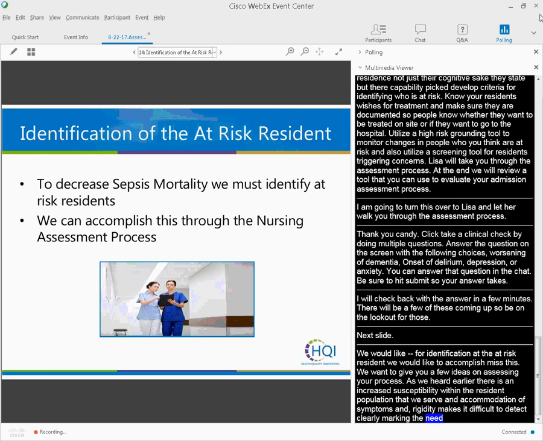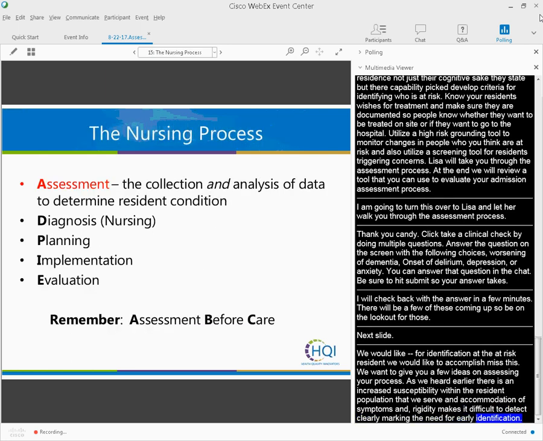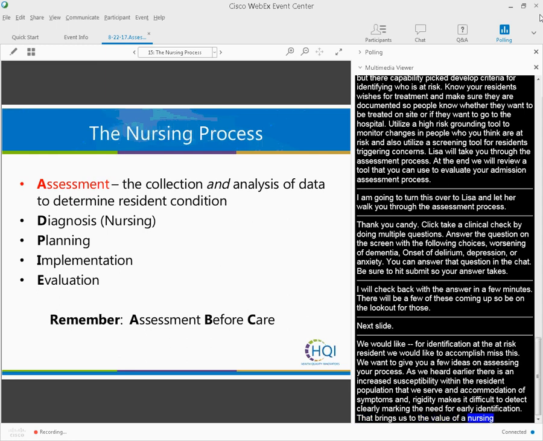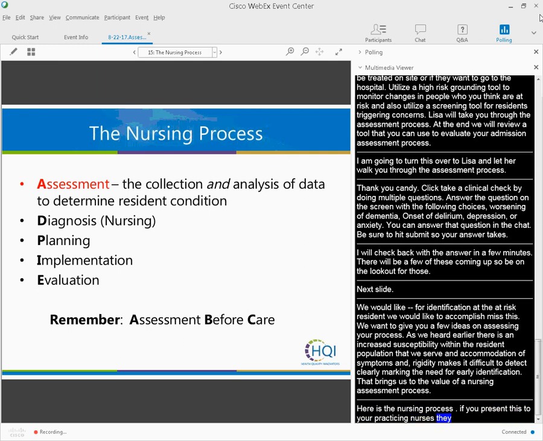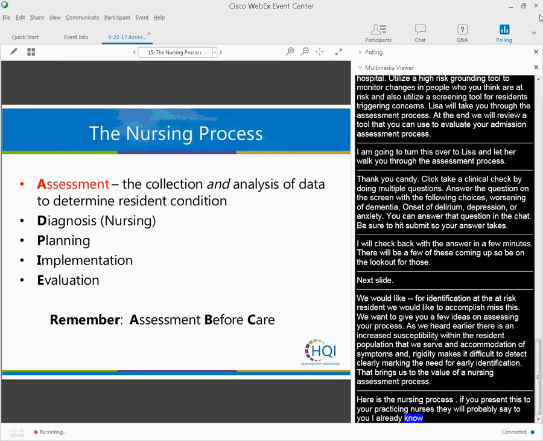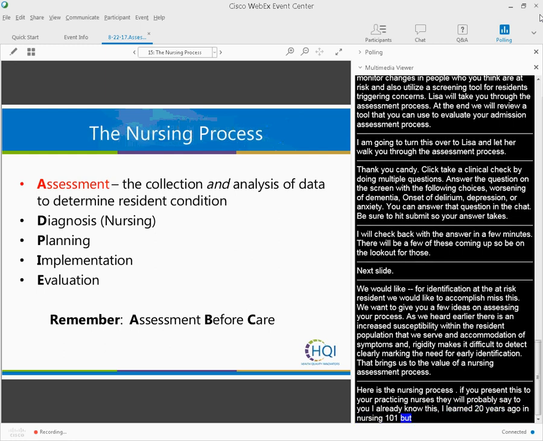That brings us to the value of the nursing assessment process. Next slide. And here is the ever so familiar nursing process. If you present this to your practicing nurses, they'll probably say to you, oh, I already know this, learned it 20 years ago in Nursing 101. But we know with any core concept, there's always a need to review. And knowing the components of the process is one thing, but how well it's applied may be another.